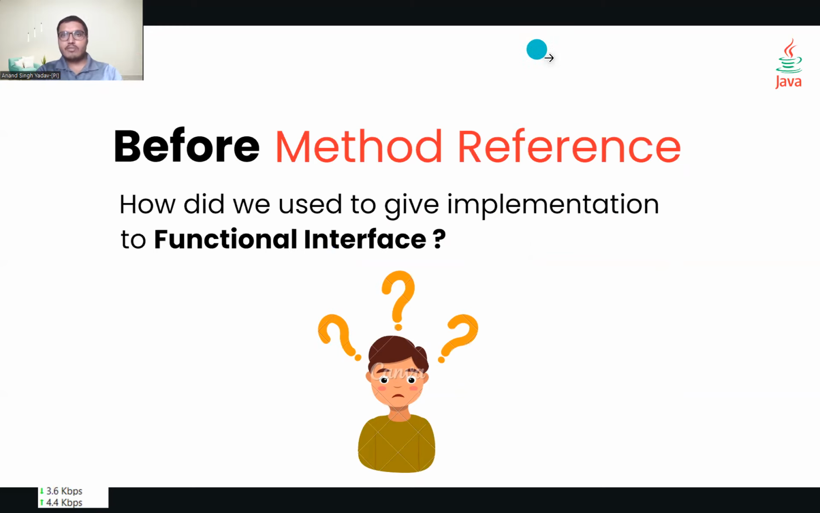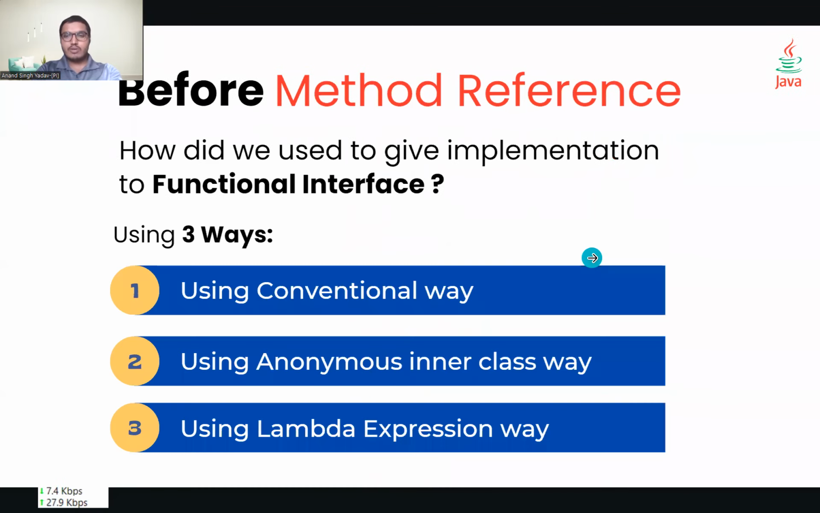I have written a very nice line here. Please read this sentence. It says, how did we use to give implementation to a functional interface? So before method reference, how did we give implementation to a functional interface? Let's understand. Generally we have three ways of giving the implementation to a functional interface.